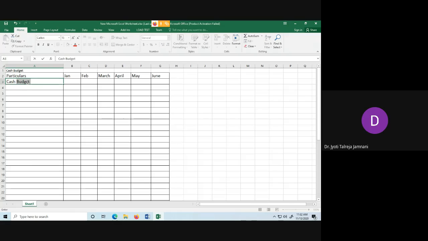The cash budget is divided into two parts, that is cash receipts, which we also call part A, and cash payments, which is part B. So let's go to the solution.